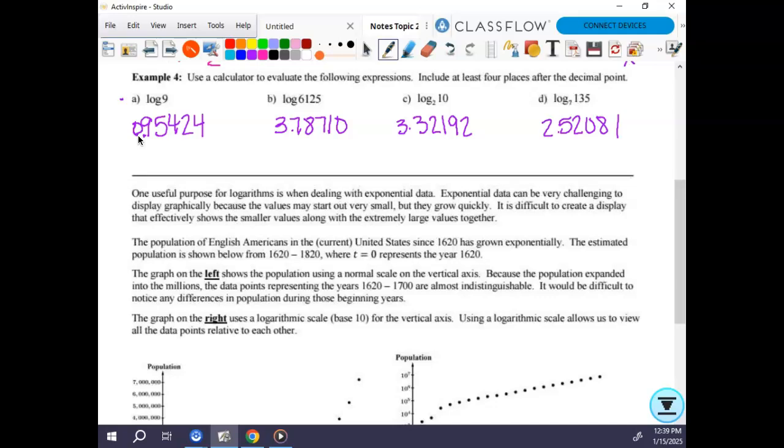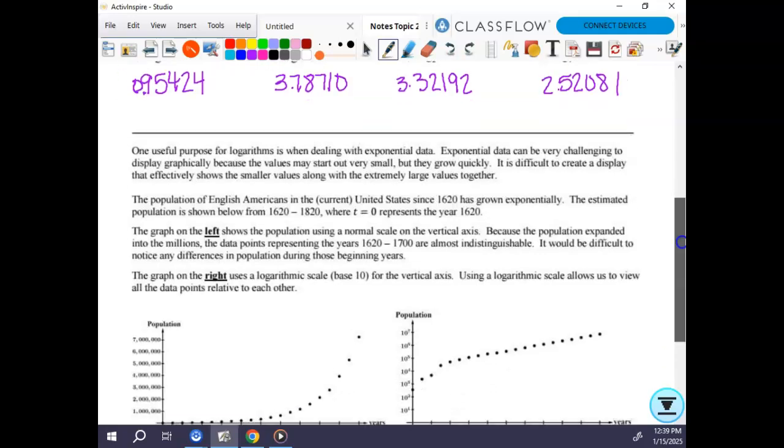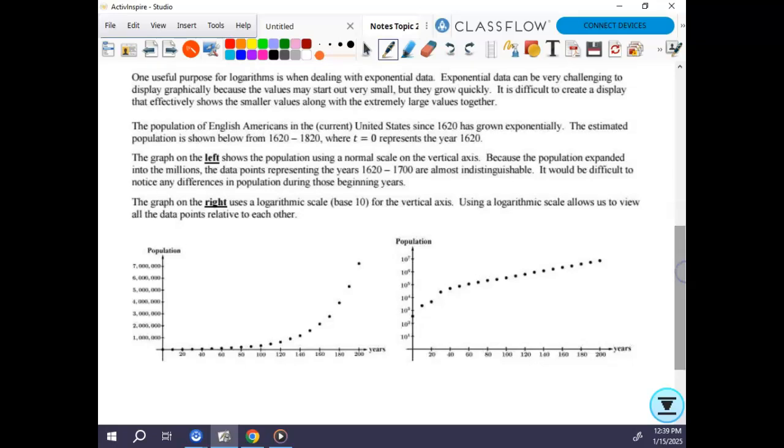Because there's going to be some more decimals in here, but I'm just going to tell you what they are. Okay, so now we're going to look at some logarithmic graphing, but differently than you have ever graphed a log, because we're not actually graphing the log. One of the many useful purposes for logarithms is when dealing with exponential data. Exponential data can be very challenging to display graphically because the values can start off very small, but it grows quickly. That's the whole idea of an exponential, right?